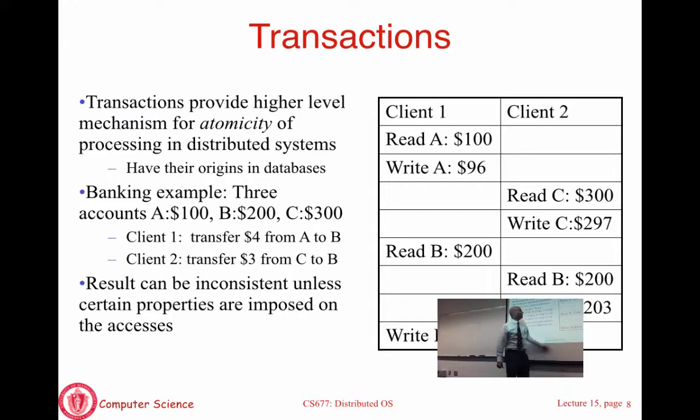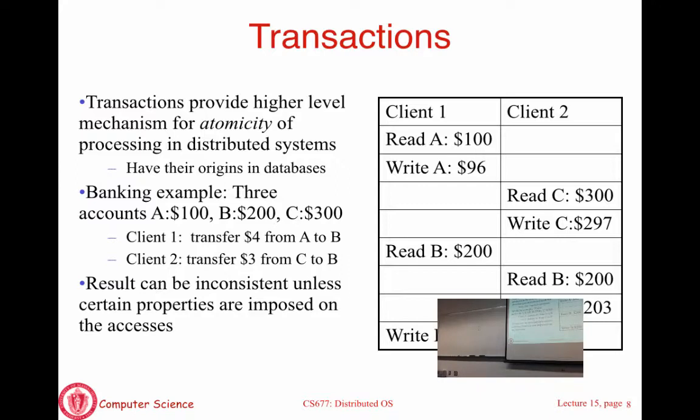So until now things are fine. And then 1 runs again, it's going to read B, because it has to transfer 4 to B. It reads B, its time slice expires. 2 runs, it's going to read B, it's going to get 200 still, and it's going to write 203. Then 1 runs, since it's already read B, you're going to add 4 and you're going to write 204. So at the end of this process, B is left with 204, A is 96, C is 297, and $3 have disappeared, because there were concurrency problems.